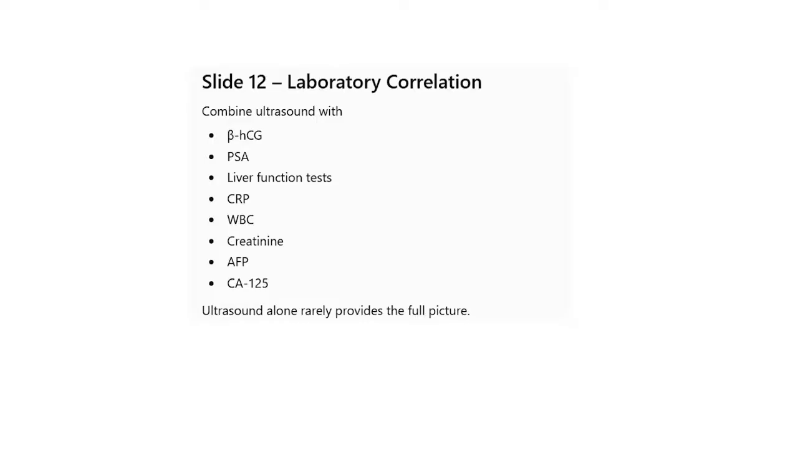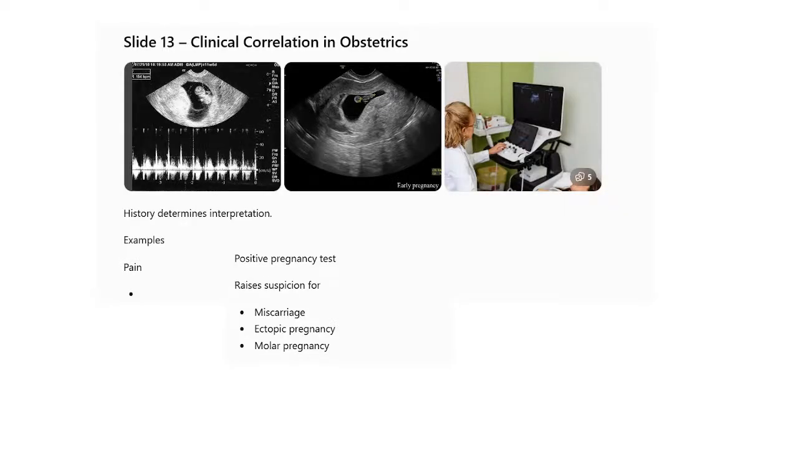So the laboratory correlation, combine ultrasound with beta HCG, PSA, liver function test, CRP, WBC, creatinine, AFP, CA125. Ultrasound alone rarely provides the full picture. So now, the clinical correlation in obstetrics, history determines interpretation. Example, positive pregnancy test, pain, raise suspicion for miscarriage, ectopic pregnancy, molar pregnancy.